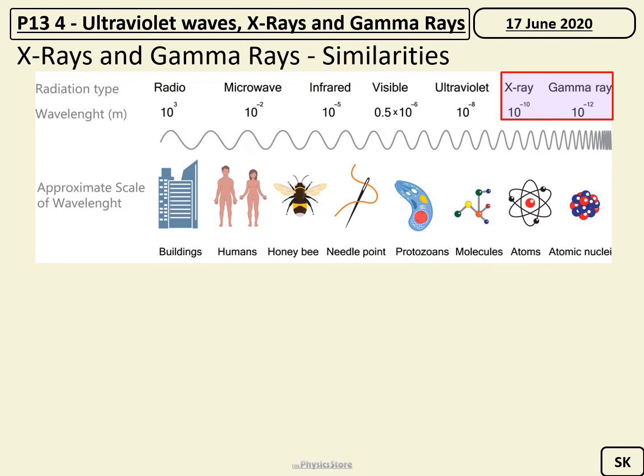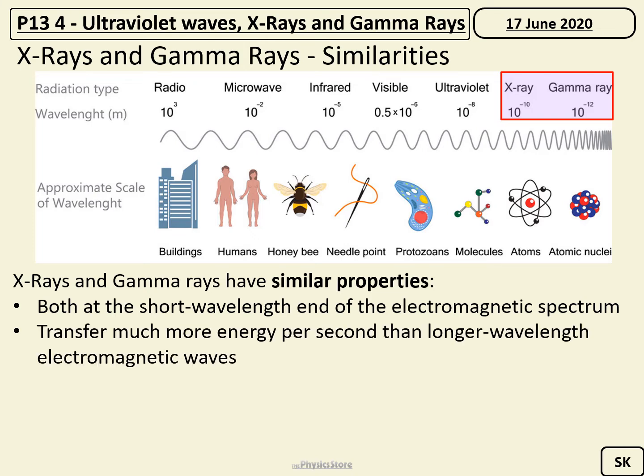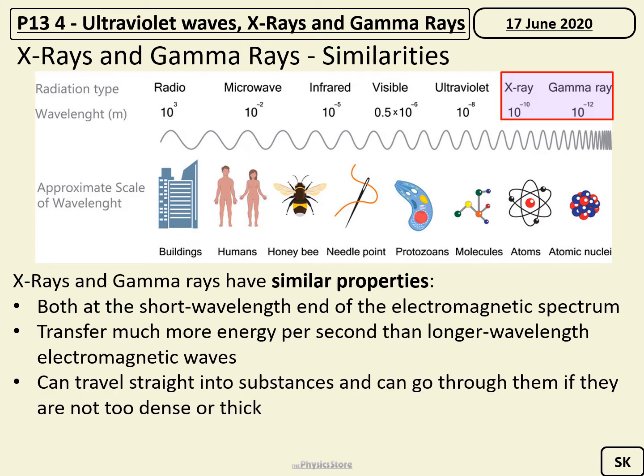X-rays and gamma rays have similarities and they're next to each other in the electromagnetic spectrum. They're both at the short wavelength end of the electromagnetic spectrum, next to each other. They transfer much more energy per second than longer wavelengths of electromagnetic waves. They can travel straight into substances and go through them if they're not too dense or thick, and a thick plate made of lead will stop them.